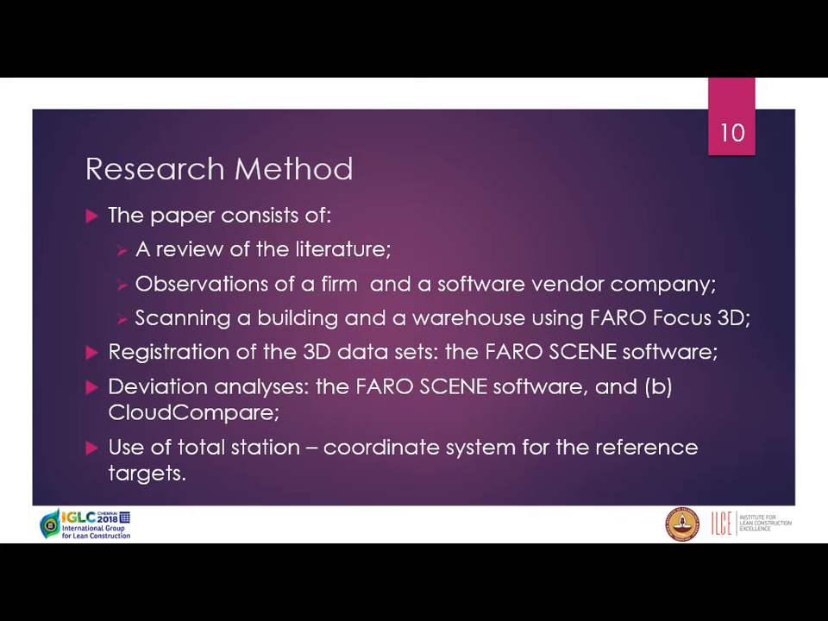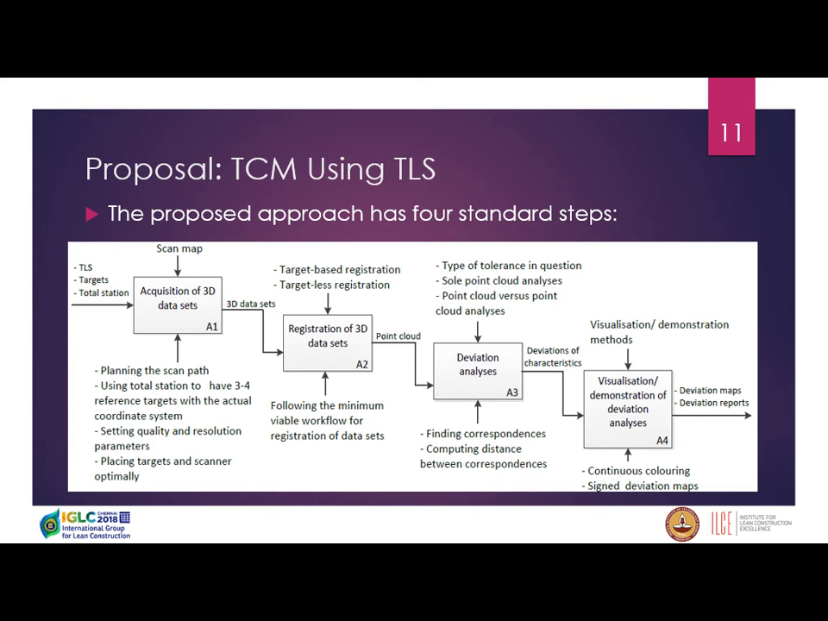I'll explain how. This figure shows the tolerance compliance measurement using TLS. It has 4 steps. The first step is acquisition of 3D data sets. The second one is registration of 3D data sets, then deviation analysis, and then visualization. And we have summarized all the recommendations that have been given in this paper. For instance, planning the scan path, using totalization, and setting quality and resolution parameters should be done as part of acquisition of 3D data sets.